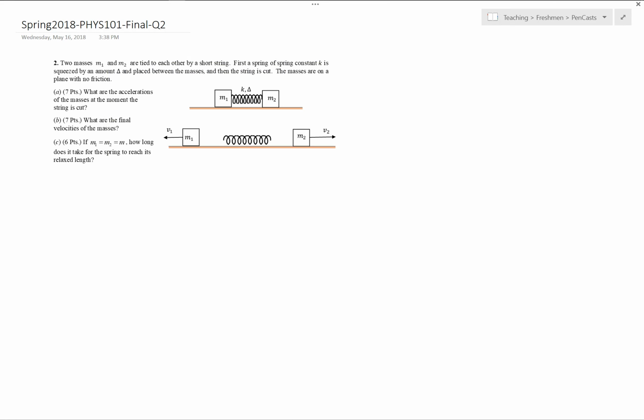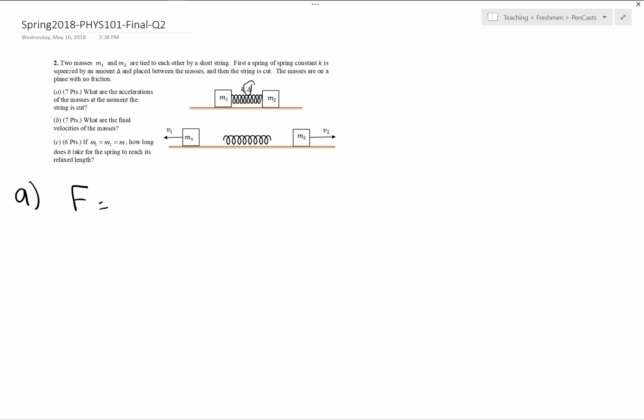This is the second question of the final of Physics 101 in spring 2018. You're asked to consider a system made up of two masses M1 and M2, and initially there's a spring which is stretched by an amount delta between them. And then we basically let the system go. So the first part asks us to find the accelerations of the masses at the moment the string is cut, at the moment the system is actually left free.